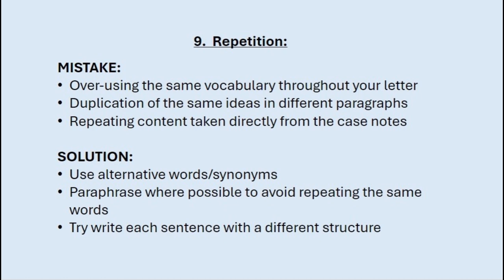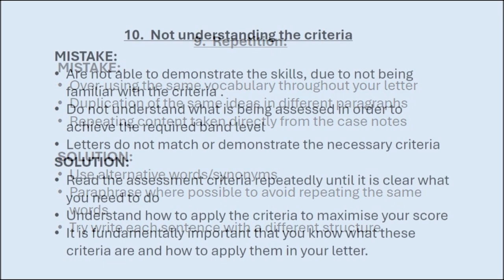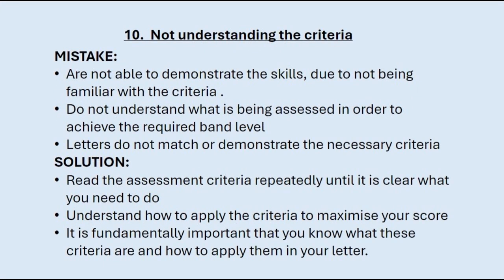Okay, so finally, probably the most common mistake that is made is not understanding the assessment criteria. OET has given you 6 criteria for the writing section. In order to achieve your required score, you have to demonstrate a certain level of skills for each. If you do not know the criteria, how will you know what to put into your letter in order to achieve your band level?